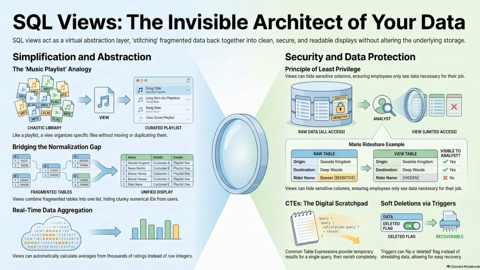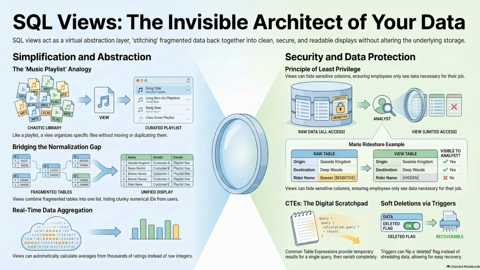To secure this data, a view is created that only shows the origin and destination. It completely drops the rider column from the virtual table. So from the analyst's perspective, the rider column doesn't even exist. Wow. The data exists, but the view ensures different employees only have the exact level of access they need. Exactly. It acts as an API layer, a stable contract between the raw schema and the user.